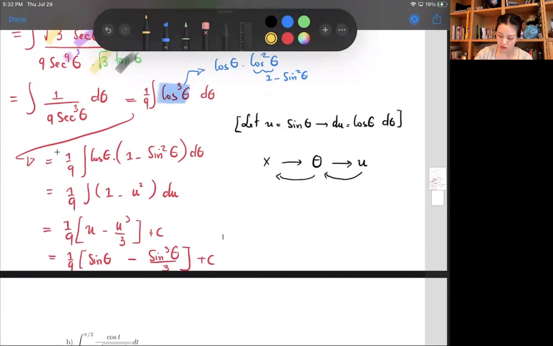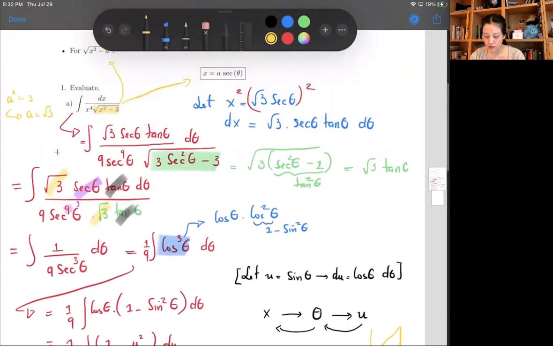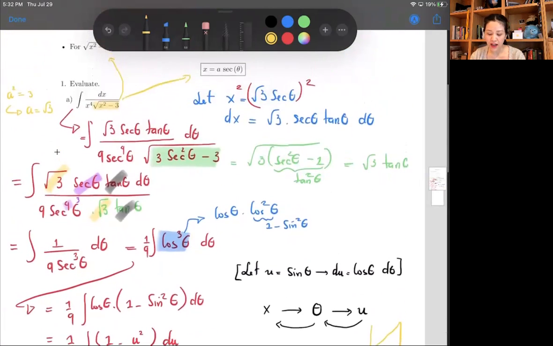I'll use yellow, that's fine. I'm assuming it's in the first quadrant, so my right triangle looks like this. So see what we have in the beginning. In the beginning, we let x equal square root of secant theta. I'm talking about this part right here.